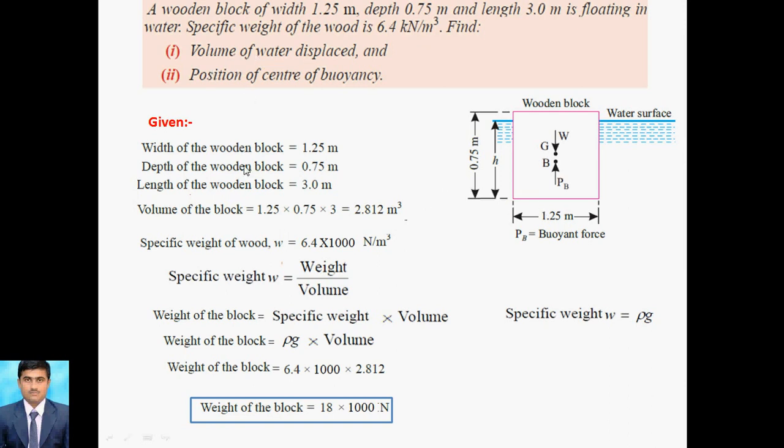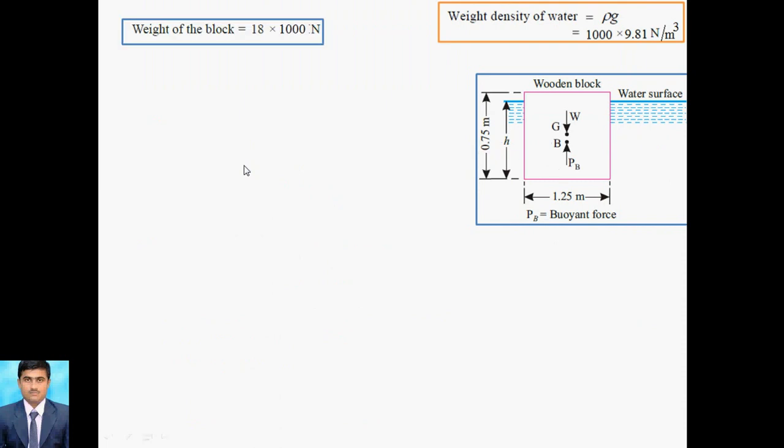Now we go for the volume of water displaced. First of all we know that the weight of the block is 18 into 1000. Volume of water displaced is equal to weight of water displaced divided by weight density of water. So how to find this? The weight of water displaced is nothing but the weight of the block, because block weight and water displaced weight are the same. The weight density of water is 1000 into 9.81, because weight density is nothing but rho into G. Here the unit is Newton per meter cube and here the unit is Newton, so Newton gets cancelled and the unit is meter cube.